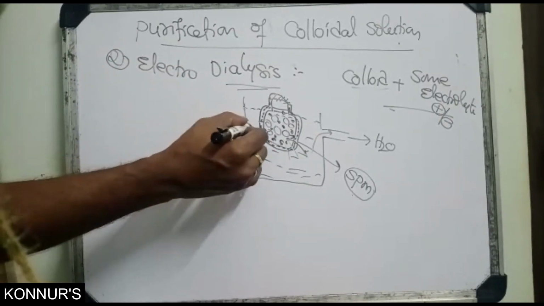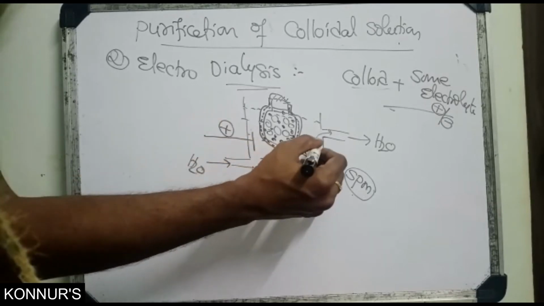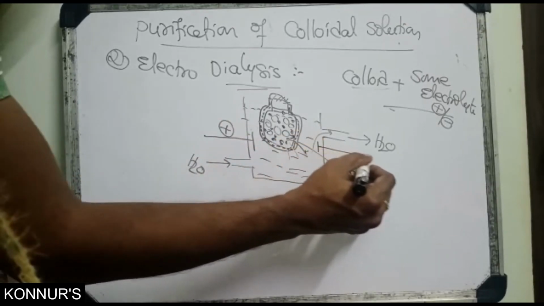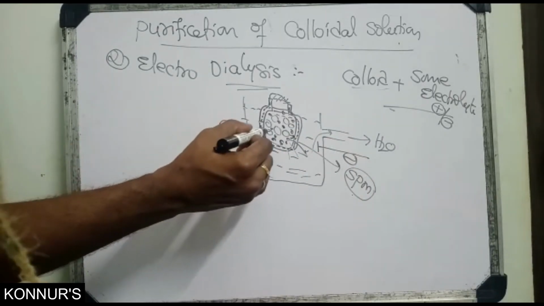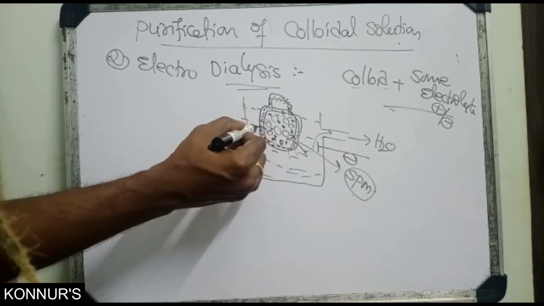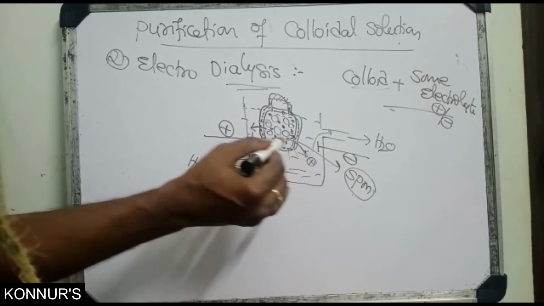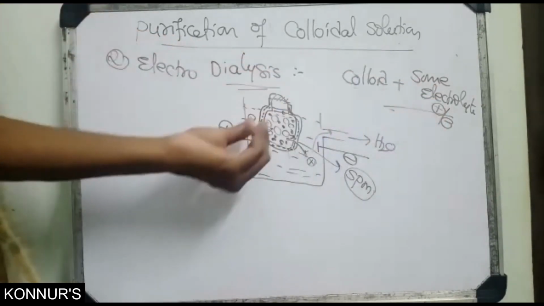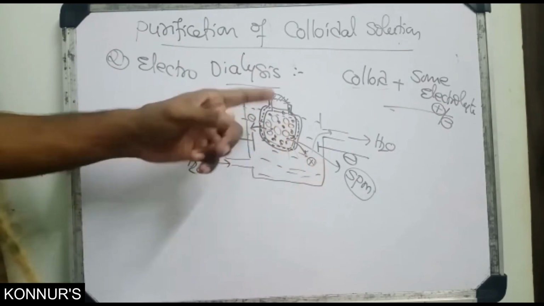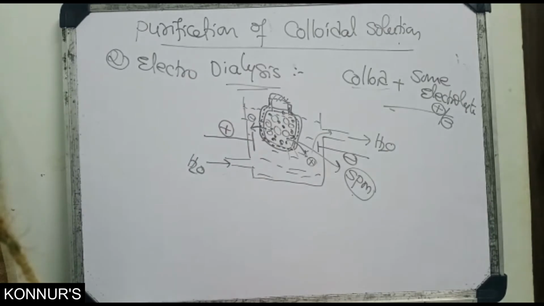Suppose the same phenomenon, on one side we are adding positive, on the other side we are adding negative, connected with electrical charge. So then what happens? Here negative particles are coming to this side, positive particles are coming to this side. So all the electrolytic particles are quickly coming outside. Then the colloidal solution inside will be purified.